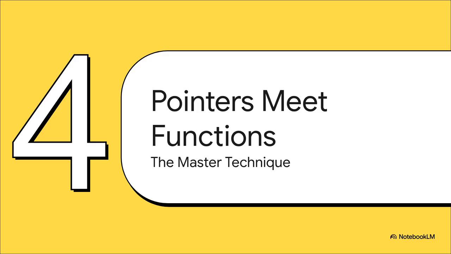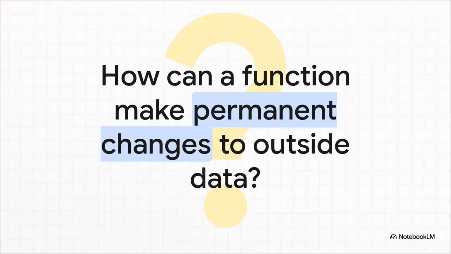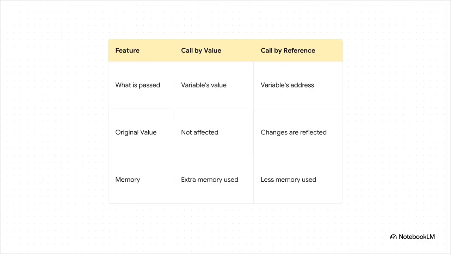And now it's time for the main event. We've looked at pointers for controlling memory and functions for controlling logic. But the real magic of C++ happens when you put them together. This is the master technique. So let's set up a new problem. Imagine you've got a variable in one corner of your program and you pass it over to a function. How can that function possibly make a permanent change to your original variable? The whole secret is in how you hand over that data.